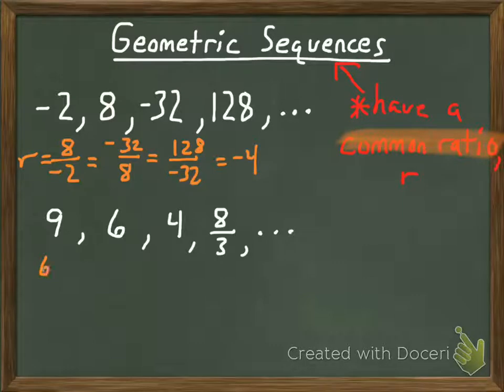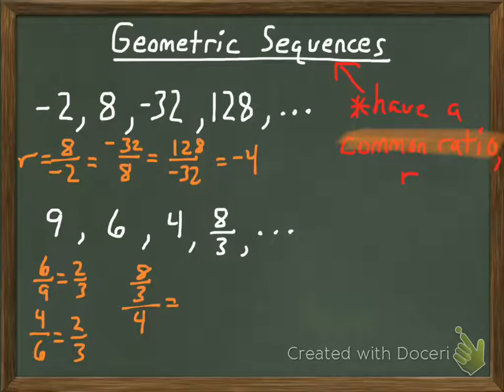6 divided by 9. I'm going to show this a little bit differently because I want to simplify the fractions. That's 2/3, right? That was the second term divided by the first term. Then 4 divided by 6 is 2/3, and then here's the one I wanted to show you more in detail. 8/3 divided by 4 is equal to 8/3 times 1/4, which is also equal to 2/3. So the common ratio there is indeed 2/3. Repeated multiplication is what makes a sequence geometric.